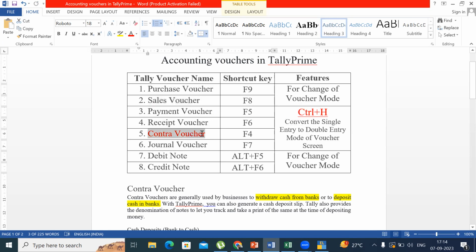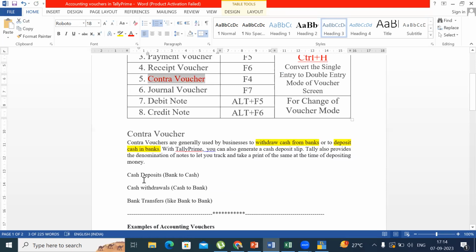And contra. The contra is a unique voucher in Tally. We already discussed it, and we are discussing it again in this class. Contra is based on deposits, withdrawals, and bank transactions. And journal is also a special voucher in Tally. Journal is for adjustments, sometimes payable adjustments, asset-based adjustments, loan facility adjustments, and outstanding transactions like bills payable and bills receivable. We will discuss the journal voucher also; its shortcut key is F7.